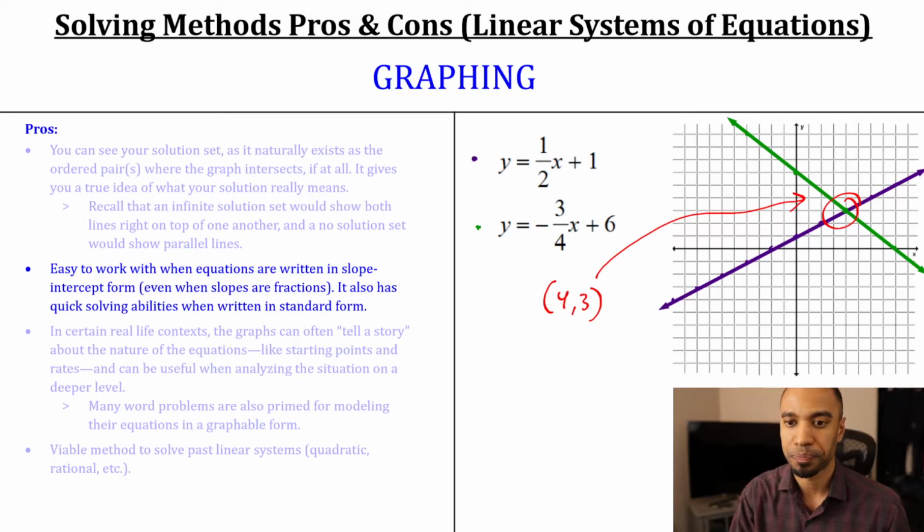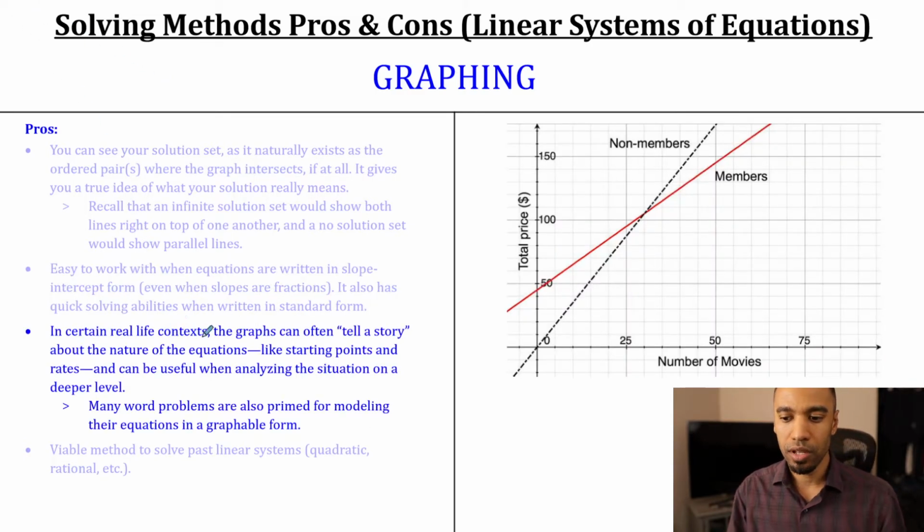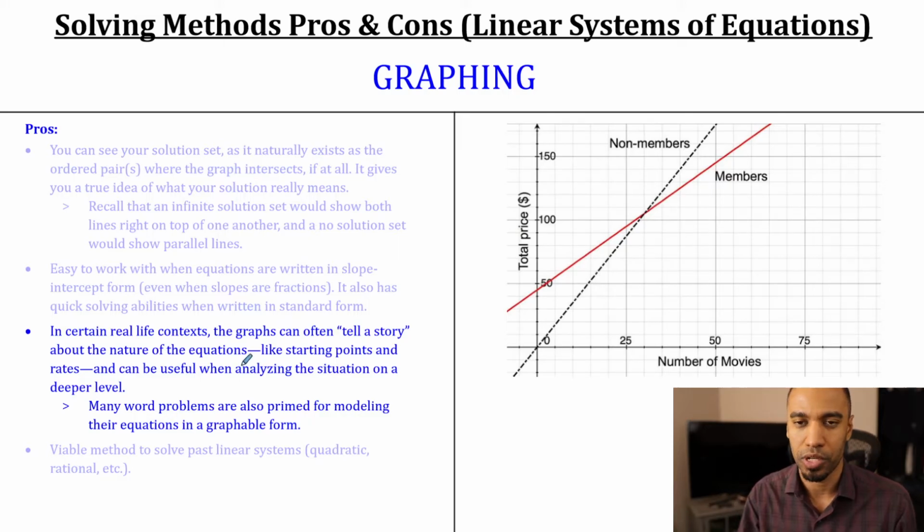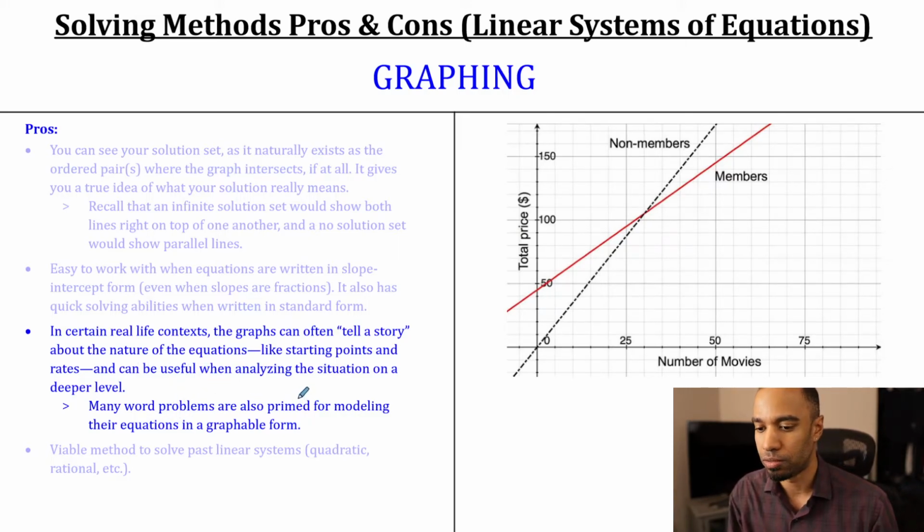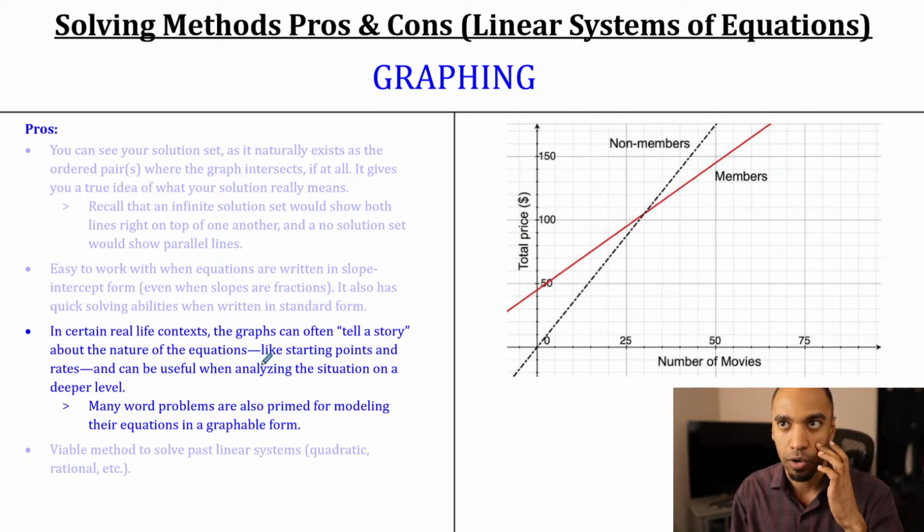So there it is. Third one, in real-life contexts, the graph can often tell a story about the nature of the equations, like starting points and rates, and can be useful when analyzing the situation on a deeper level. Many word problems are also primed for modeling their equations in a graphable form.